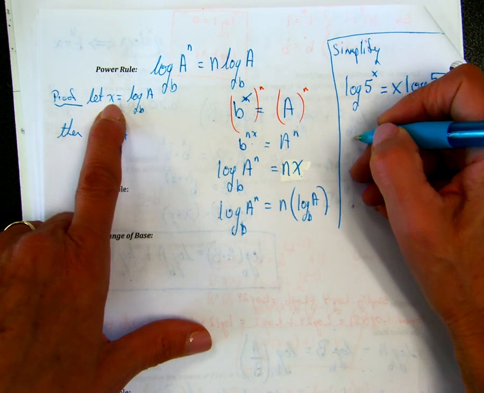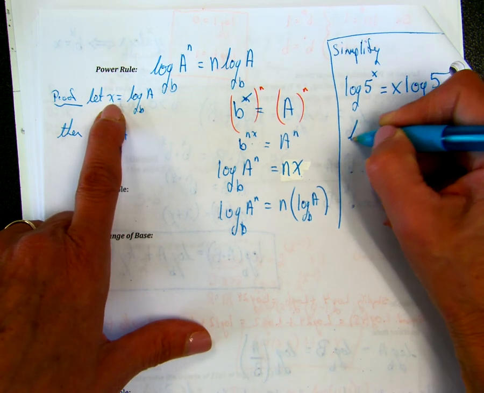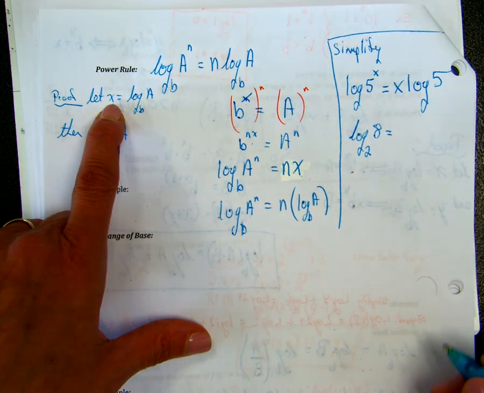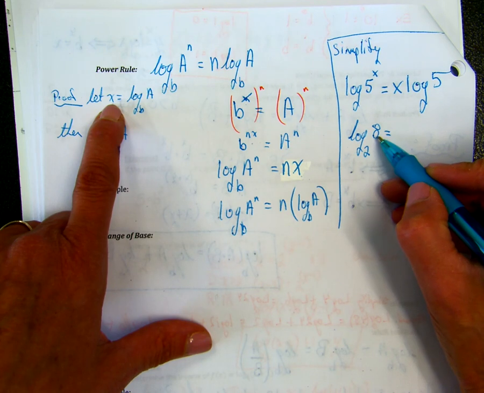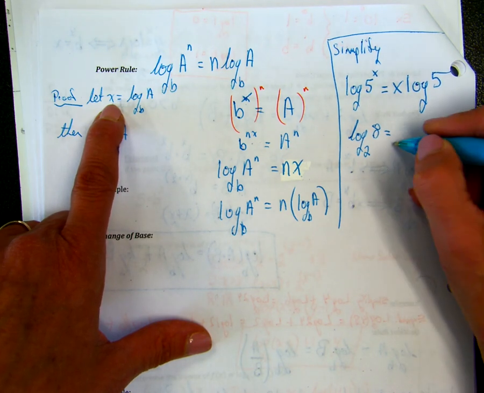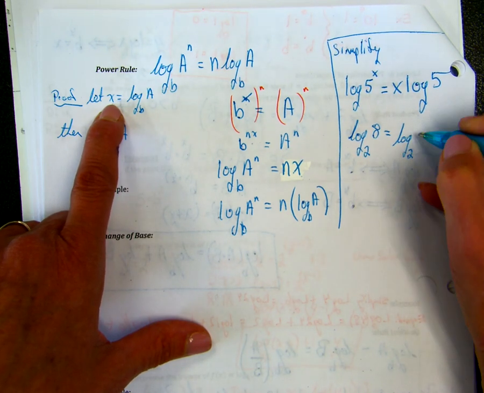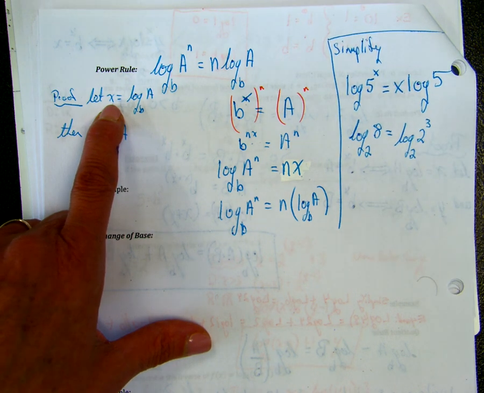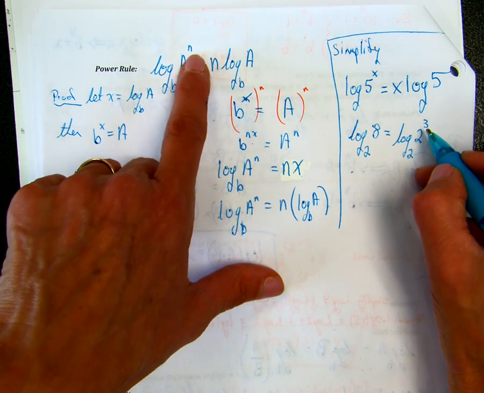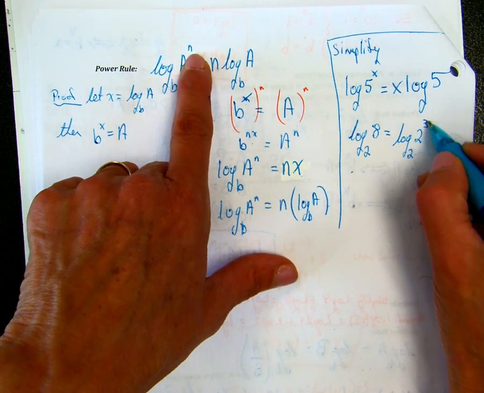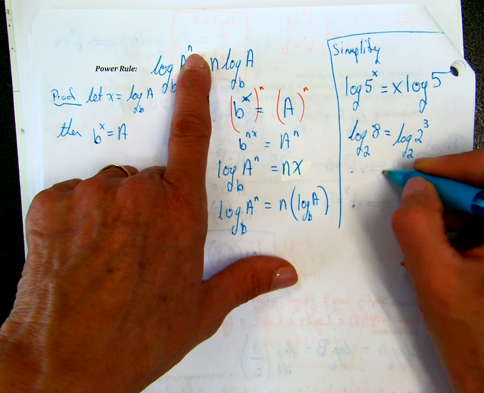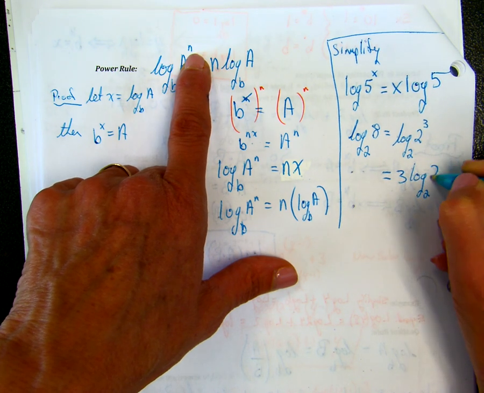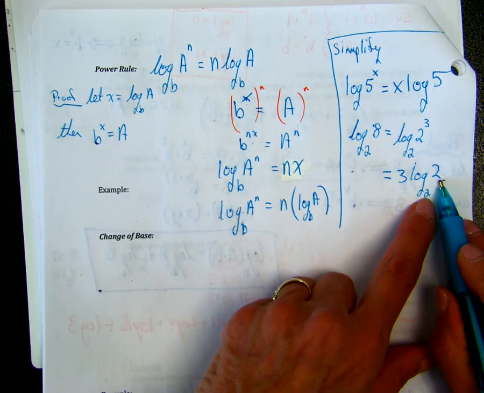Or if I have something like log to the base 2 of 8, then I could write 8 as a power of 2. That's log to the base 2. Instead of 8, I'm going to write 2 cubed. My power law says that this exponent can come down in front of the log. So that would be 3 times log to the base 2 of 2. And we all know what this is.